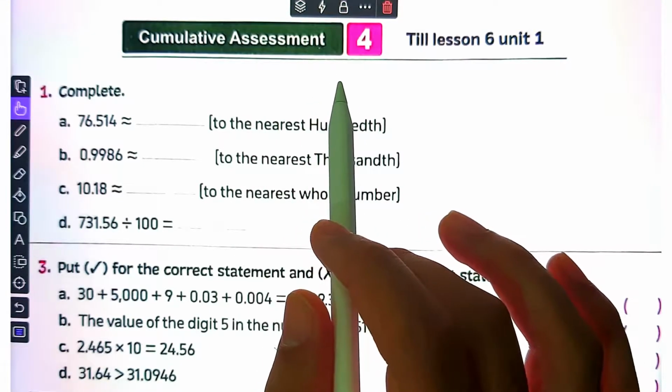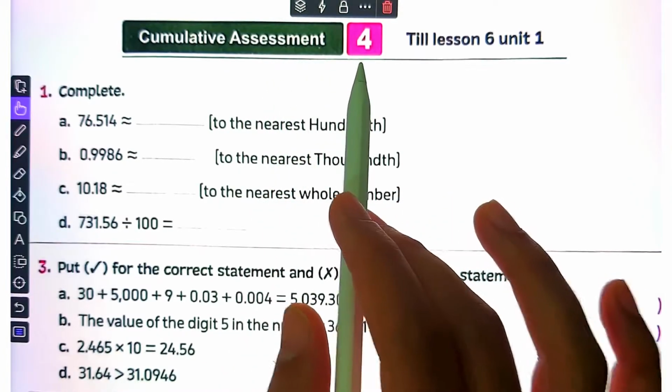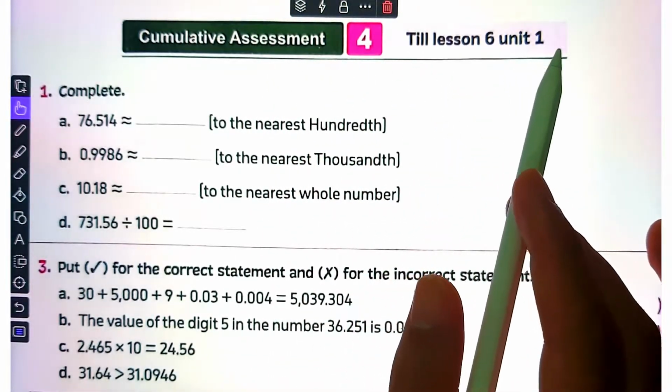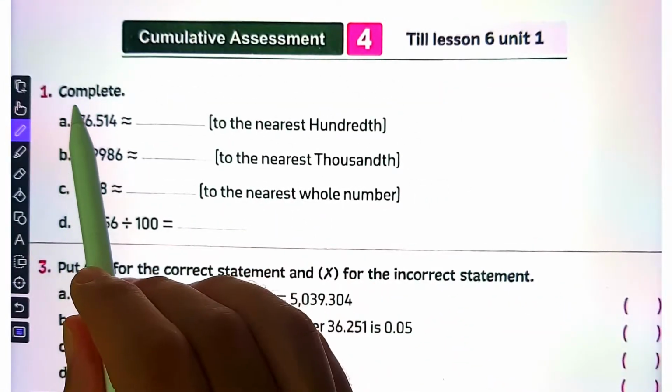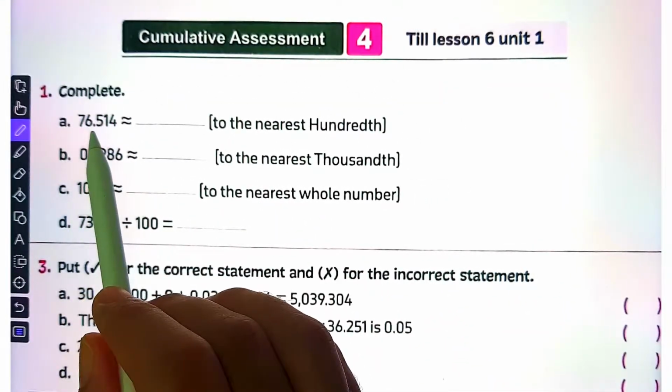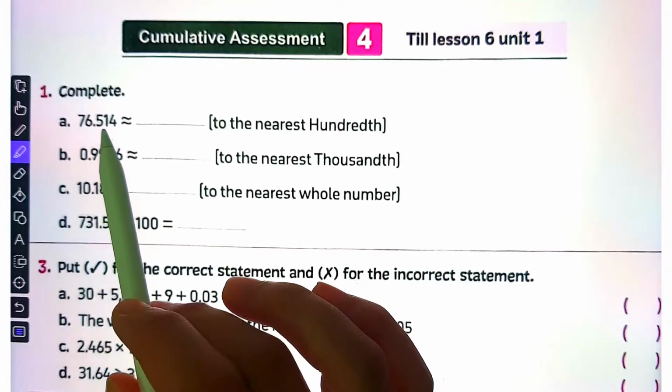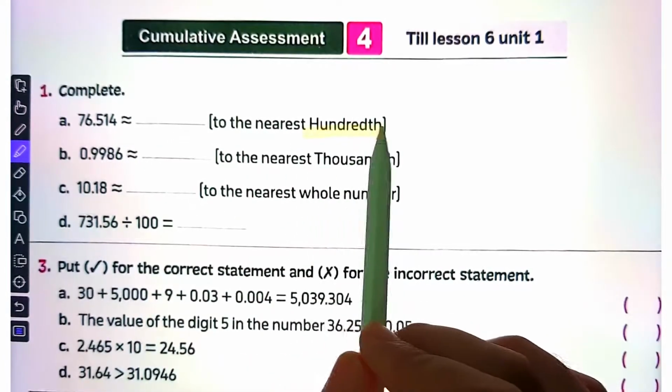Today inshallah we will continue cumulative assessment 4 till lesson 6 unit 1. Let's start. Question number 1. Complete: 76.514 rounded to the nearest hundredth.